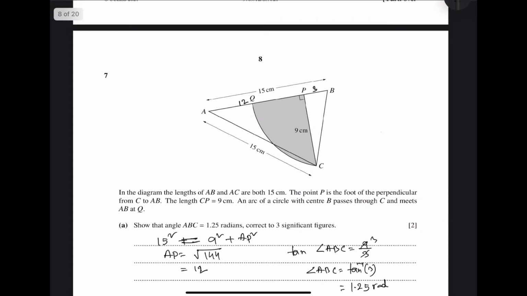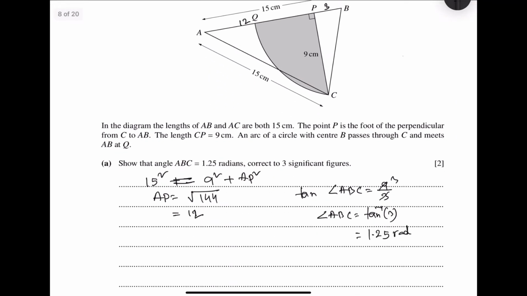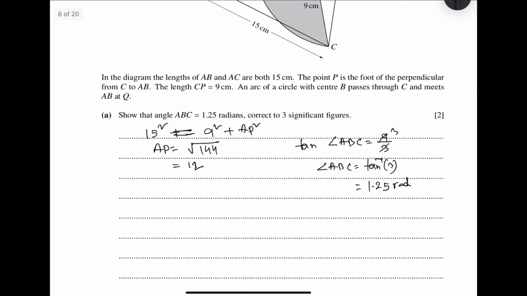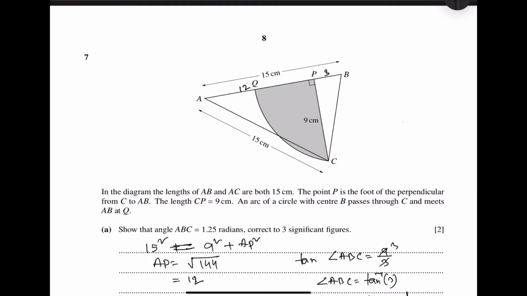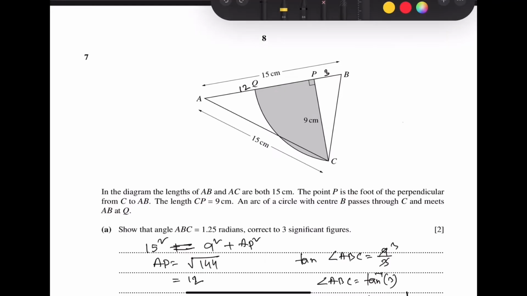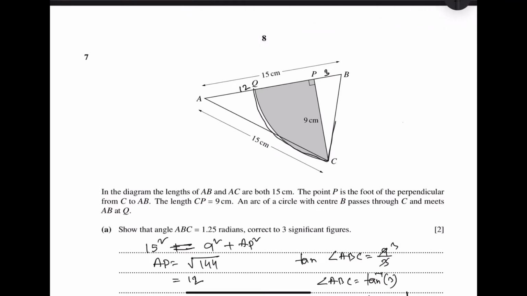bounded by the arc CQ, then CP and PQ, that means this is the shaded part. The area of this, first of all we can see that this is the sector area, I mean QCB is a sector. Then we can find out the area of this triangle, we can minus it.